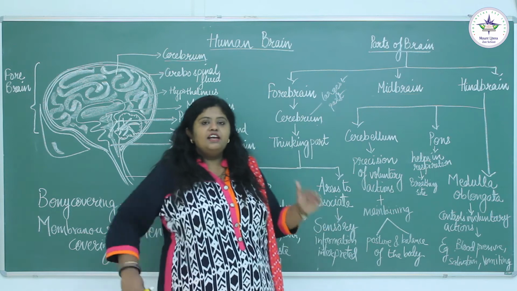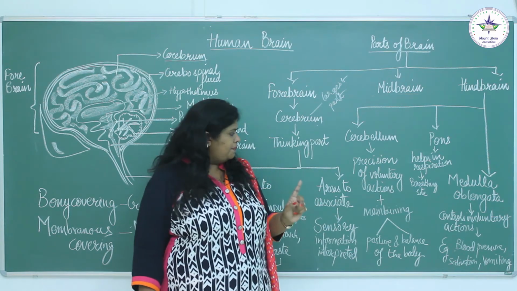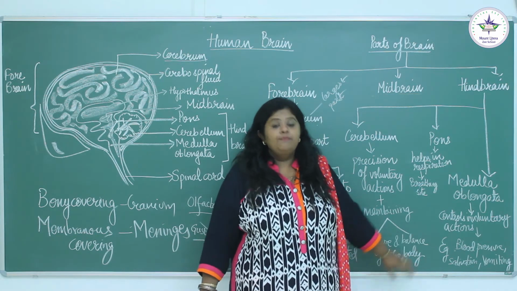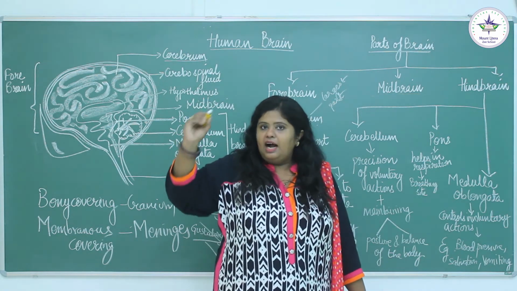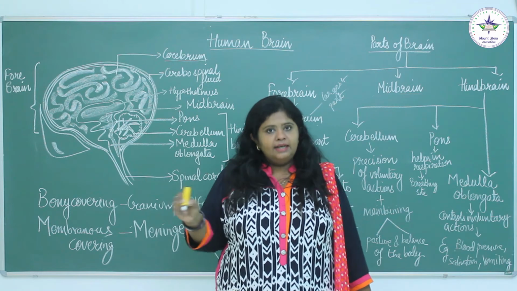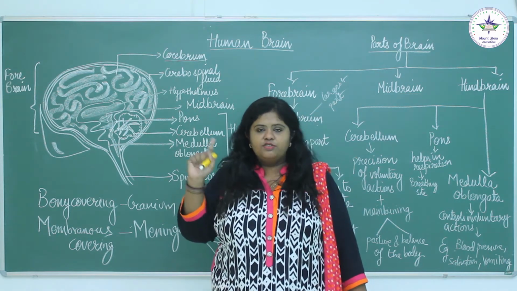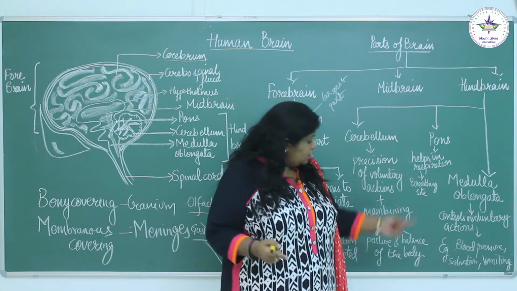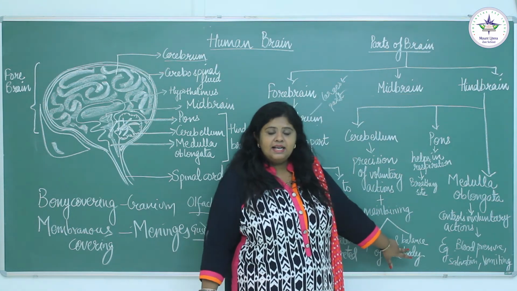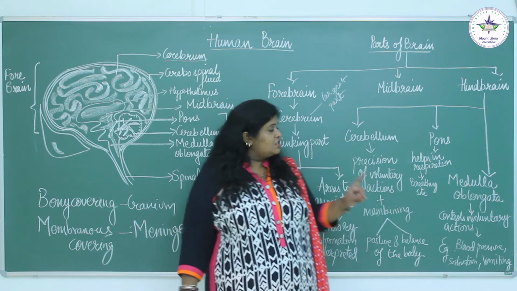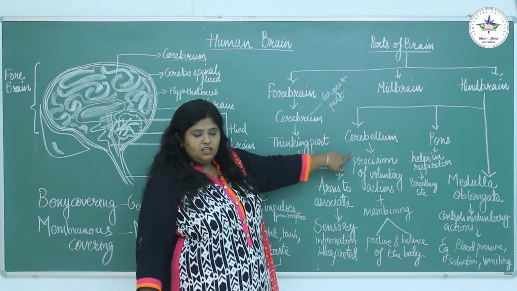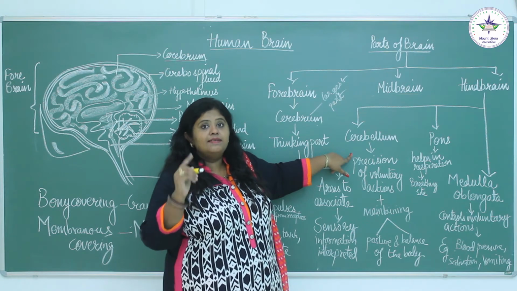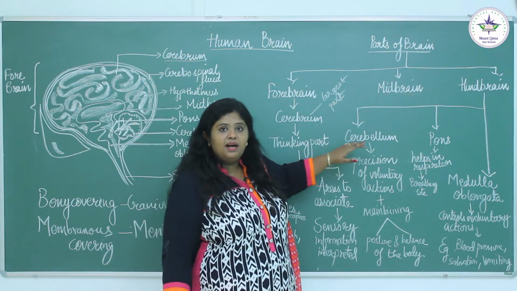So that means if my cerebellum is not working properly, then I will not be able to maintain my body posture and balance. So if I hold this pencil, I won't be able to write until and unless my cerebellum is working properly. I won't be able to ride a bicycle because the balancing act comes from your cerebellum. So if a person is not able to hold a pencil properly, that means there is some defect in the cerebellum part of the brain.